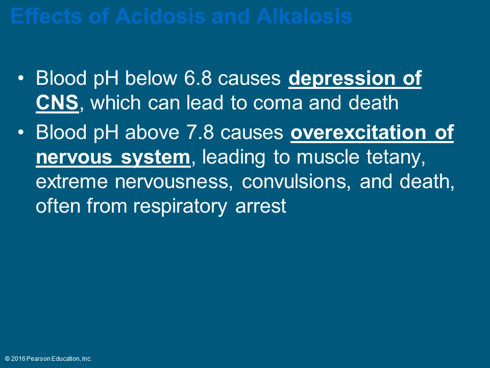If the blood pH is above 7.8, you have the reverse. Instead of depression of the central nervous system, you have this overstimulation of it, and it can lead to very extreme nervousness, convulsions, muscle tetany, and it can also lead to death. Death is often due to respiratory arrest.